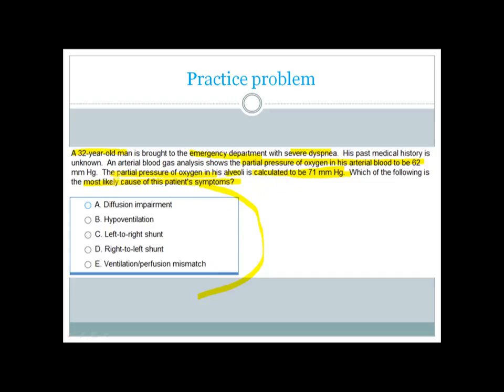So as you can see, the partial pressure of oxygen in his alveoli is about 71 millimeters mercury, which is reduced. Normally you have a partial pressure of oxygen in alveoli of about 100, but now it is 71, so it is severely reduced. The causes of reduction in alveolar partial pressure of oxygen might be decreased oxygen in the air, an obstruction in the upper airway, or a decreased respiratory rate leading to hypoventilation. So we have our pick here, which is hypoventilation, which causes a reduction in the alveolar oxygen partial pressure.